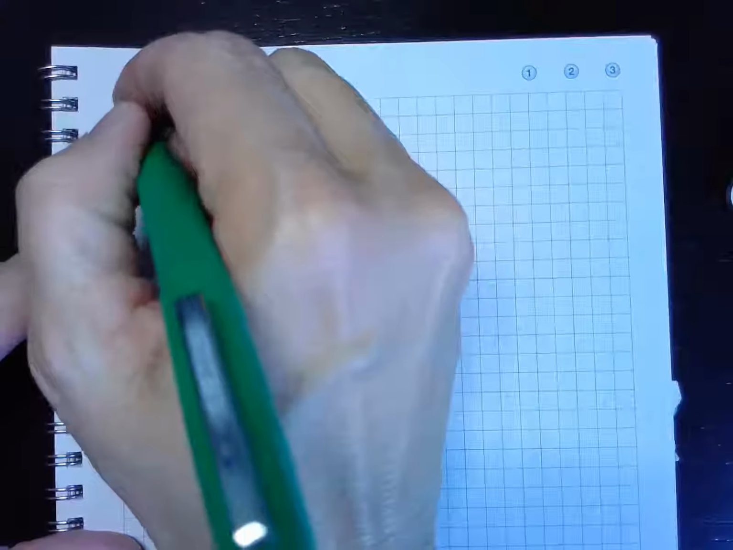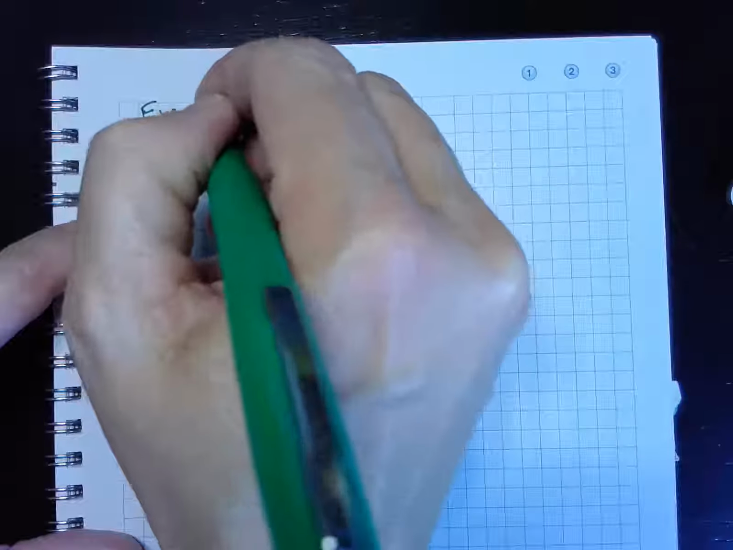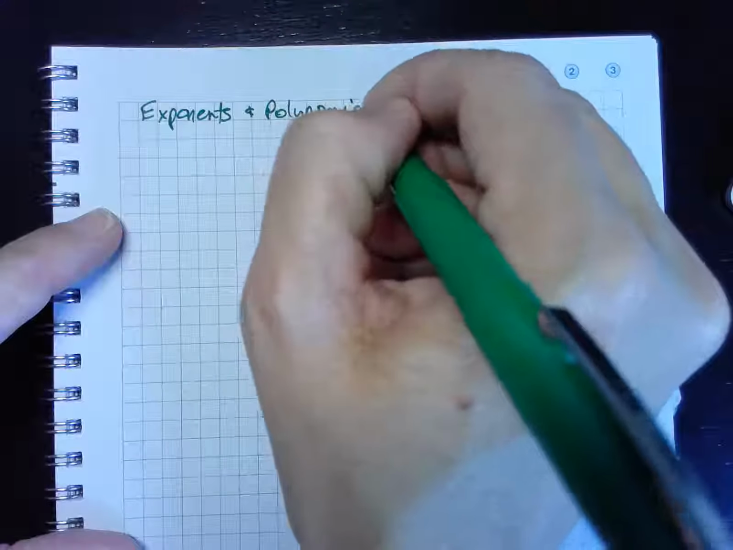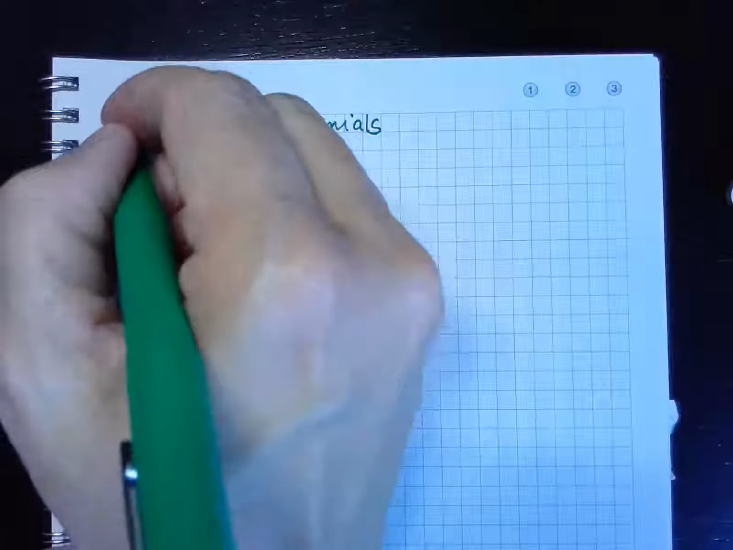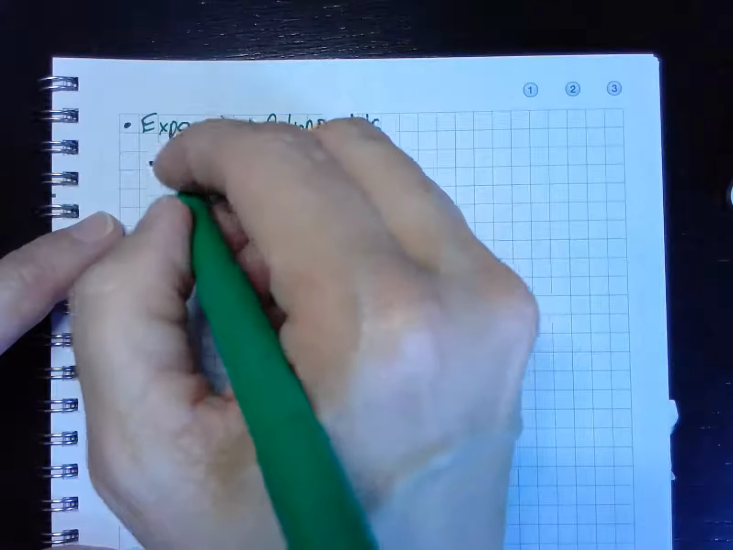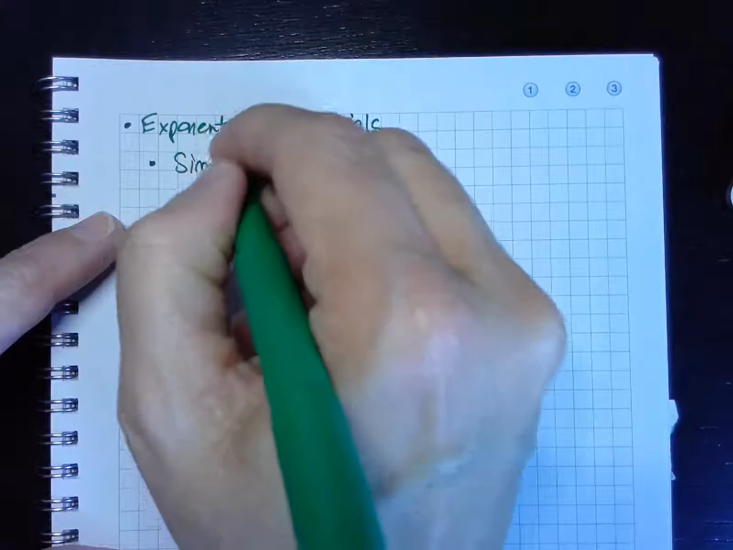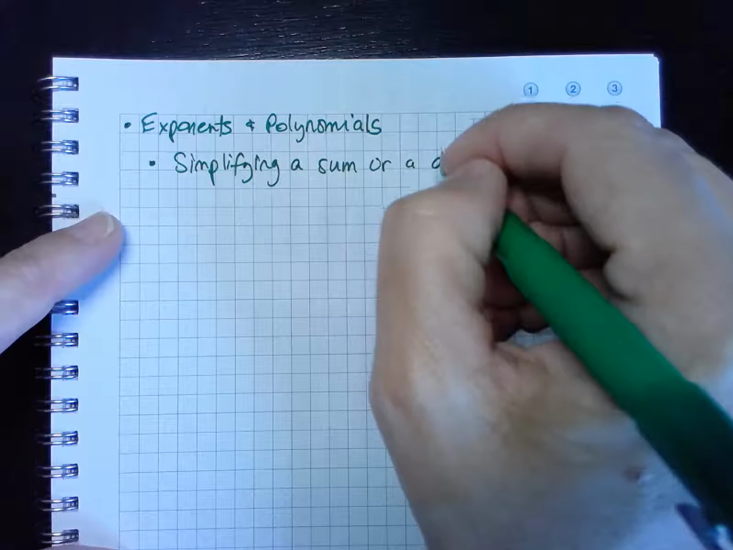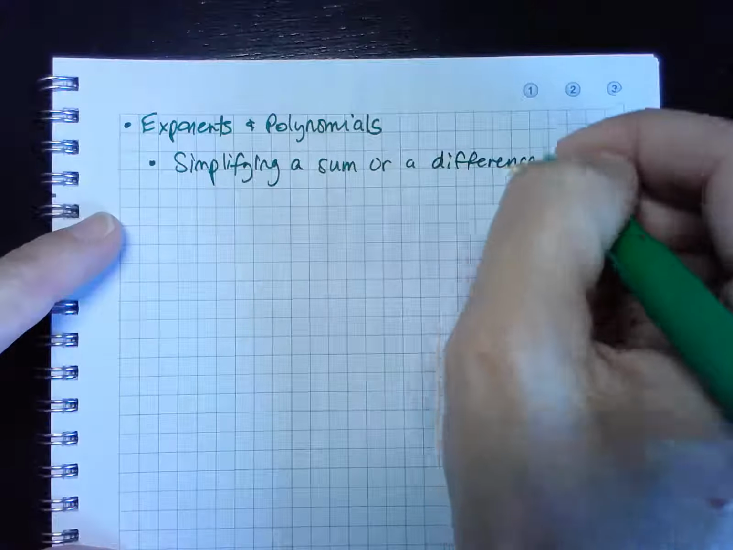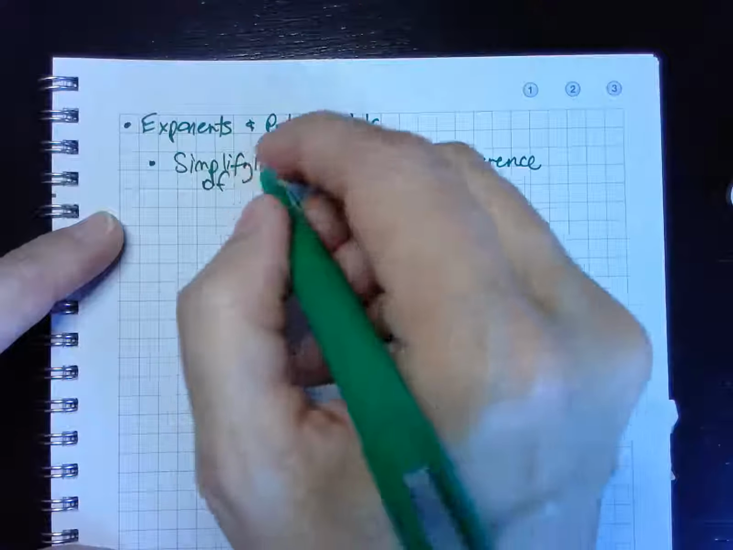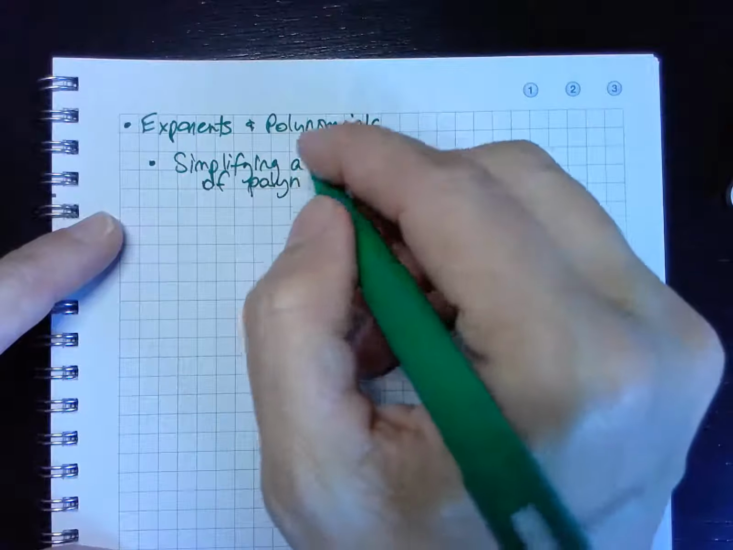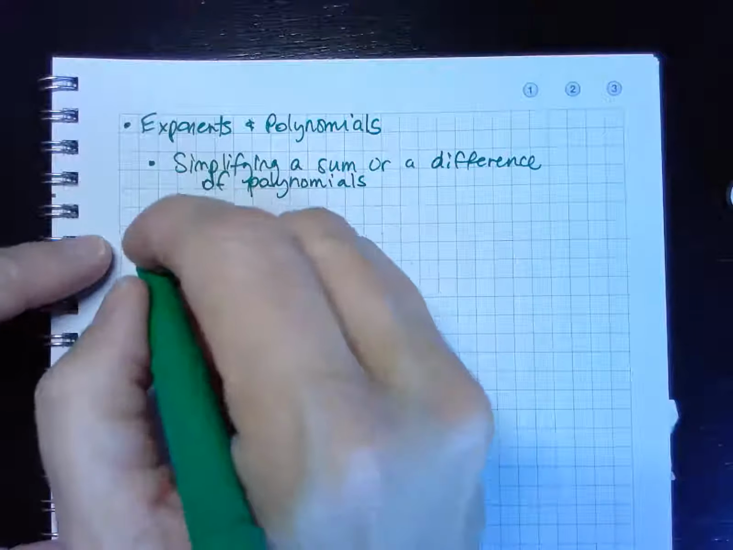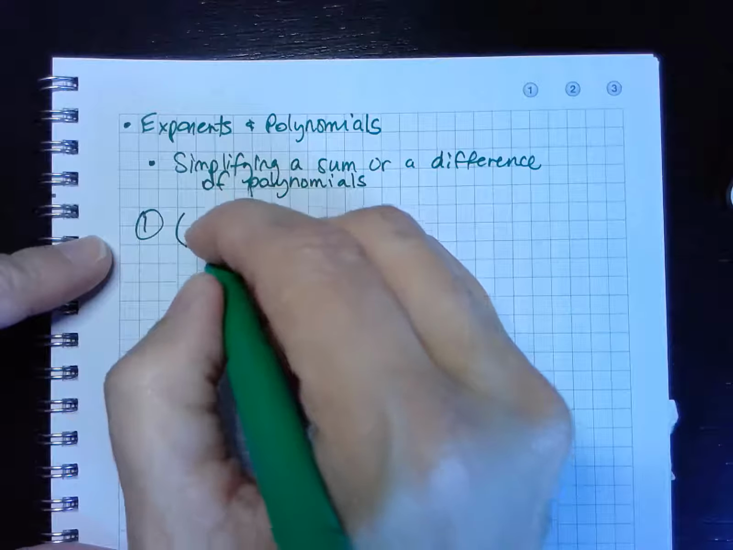Okay, this is in exponents and polynomials. And the topic is simplifying a sum or a difference of polynomials. And it can say multivariate or univariate. It doesn't matter on that part. So first example, the problem looks like this.